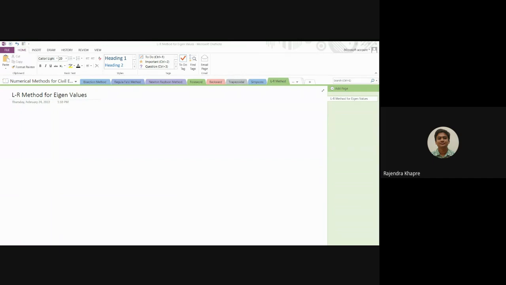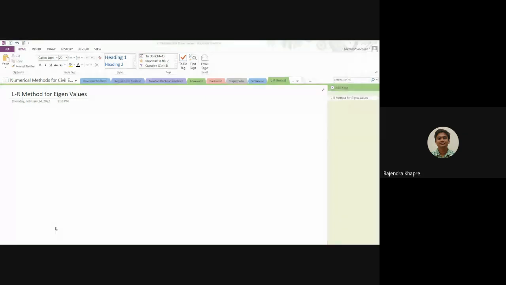Just give me a minute. We have to go for 2 by 2 matrix, not 3 by 3 matrix. Okay, so here is my 2 by 2 matrix. Yeah, so we can take a simple matrix. Okay, let me write down the problem first.